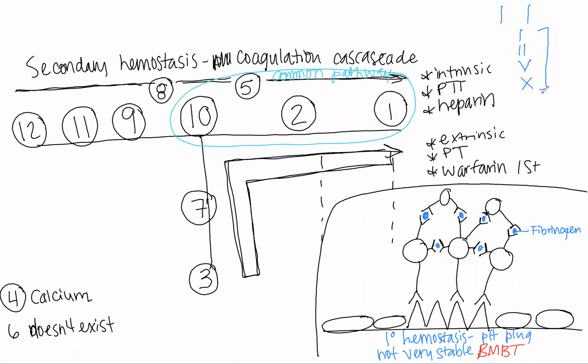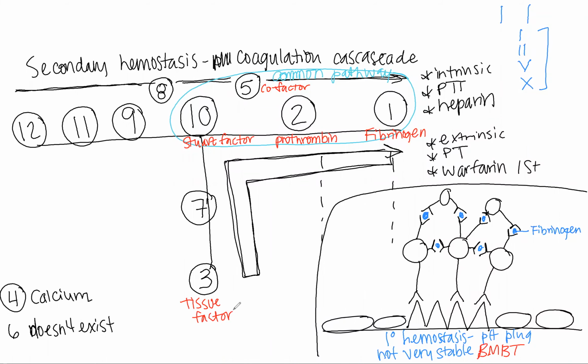Okay, and then it can also help to know the names of the different components of the pathway. So factor 1 is fibrinogen. Factor 2 is prothrombin. And this is just a cofactor. We don't really use its name very much. This is Stewart factor. This is tissue factor.